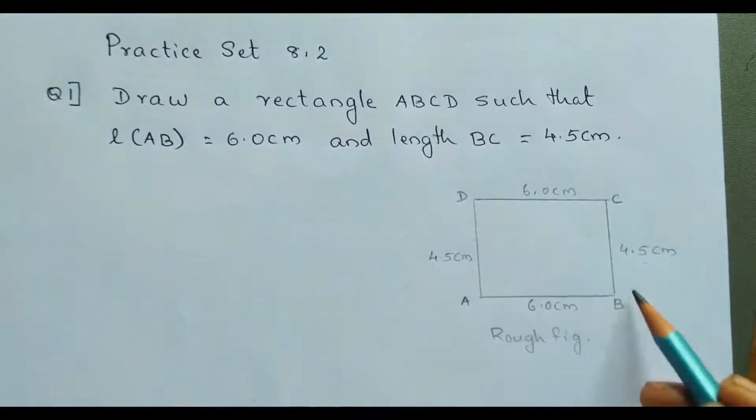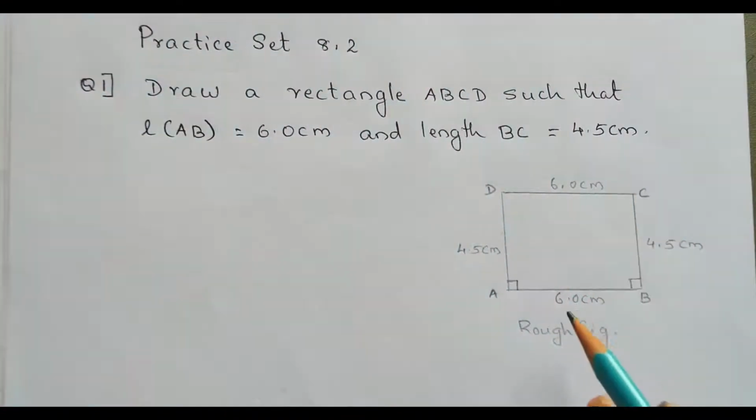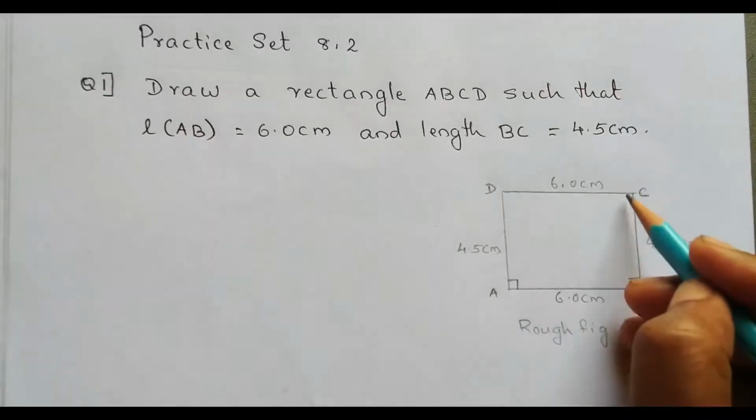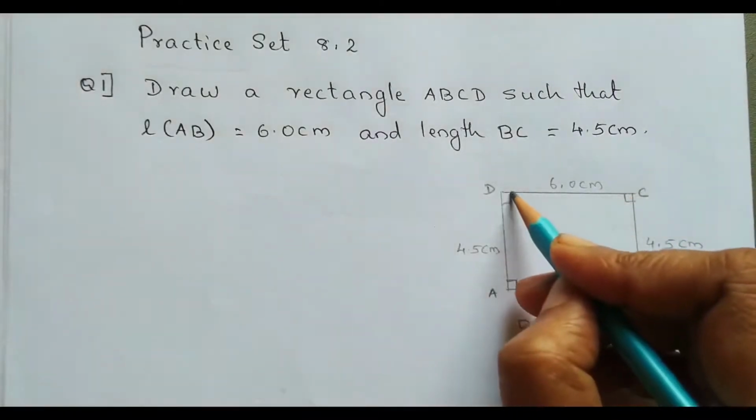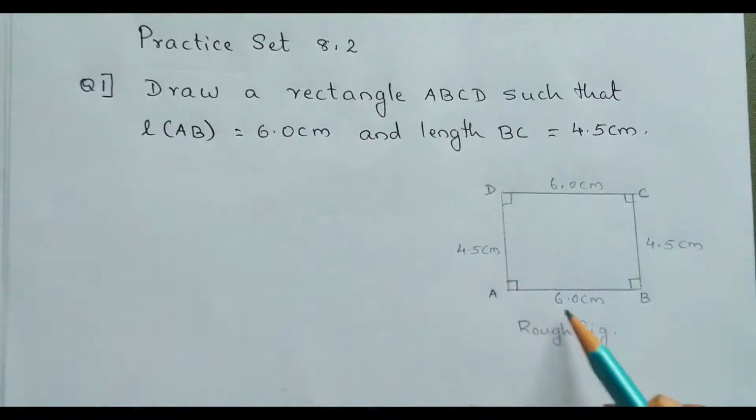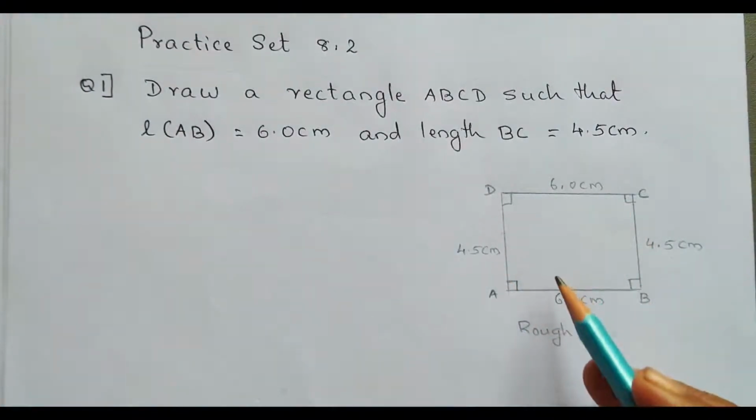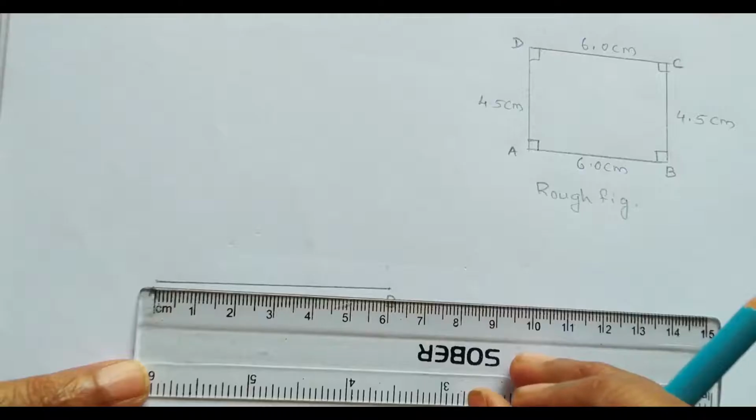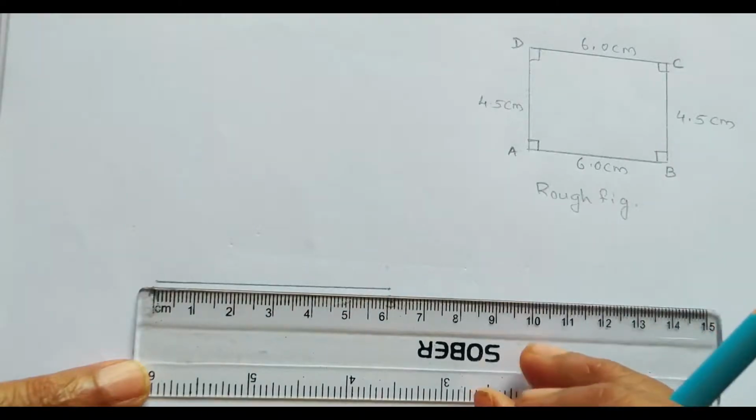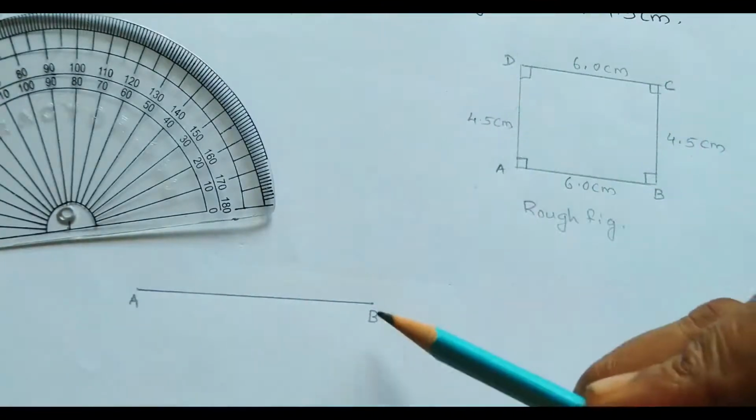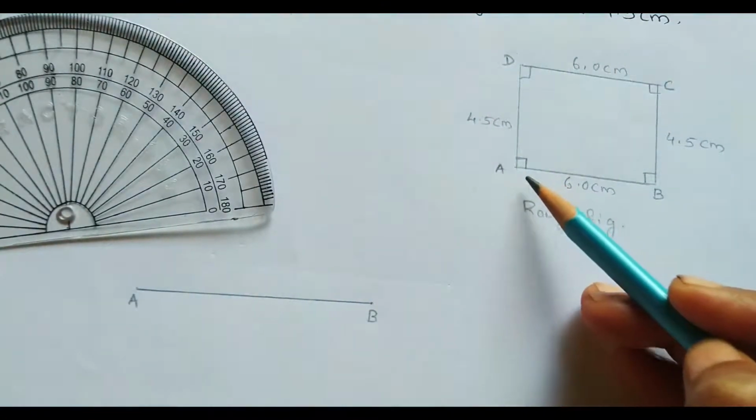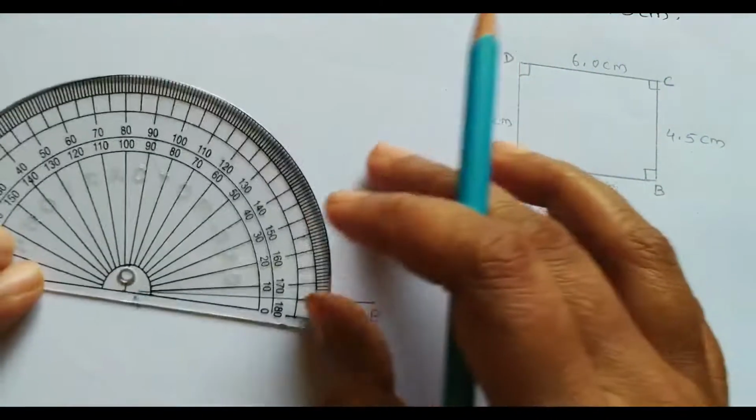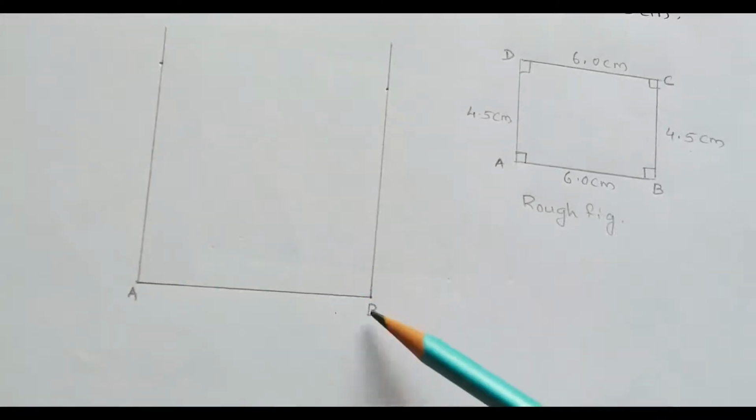Now we know the four sides. In a rectangle, all angles are right angles. So now we know two adjacent sides and all the angles. So we can construct the rectangle ABCD. First let us draw AB 6 centimeters. Now at point A and B, let us construct angles 90 degree. So we have constructed angle A and angle B, both 90 degree.